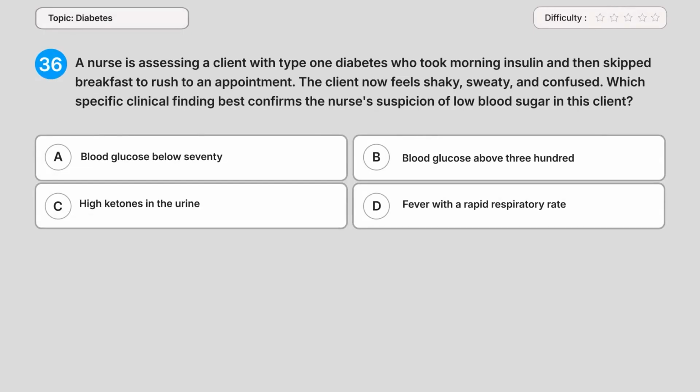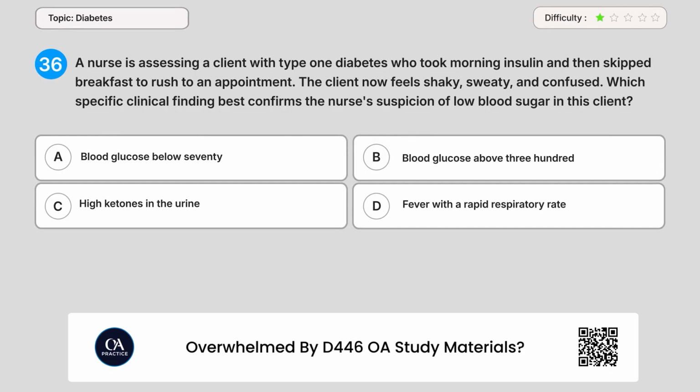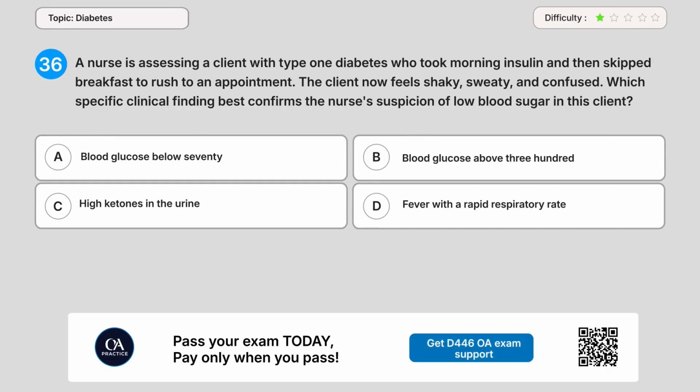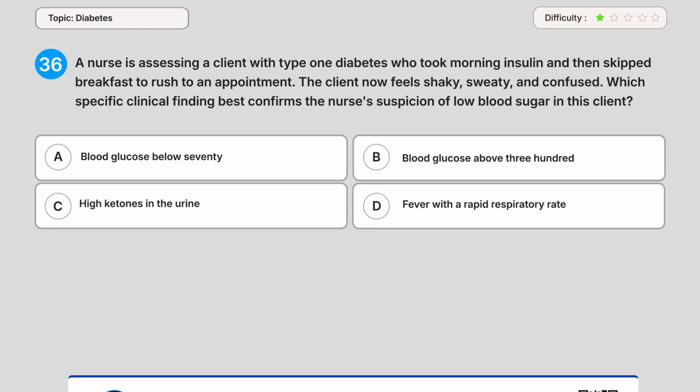36. A nurse is assessing a client with type 1 diabetes who took morning insulin and then skipped breakfast to rush to an appointment. The client now feels shaky, sweaty, and confused. Which specific clinical finding best confirms the nurse's suspicion of low blood sugar in this client?